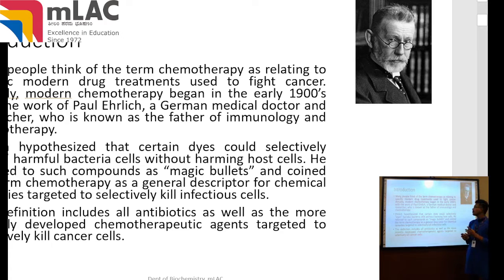Actually, modern chemotherapy began in the early 1900s with the work of Paul Ehrlich. You can see the picture of Paul Ehrlich. He was a German medical doctor and researcher who is regarded as the father of immunology and chemotherapy. In fact, he hypothesized that certain dyes could selectively stain harmful bacteria without harming the host cells, that is, the person who has consumed the dye. He referred to such compounds as magic bullets and coined the term chemotherapy as a general descriptor for chemical remedies targeted to selectively kill infectious cells.